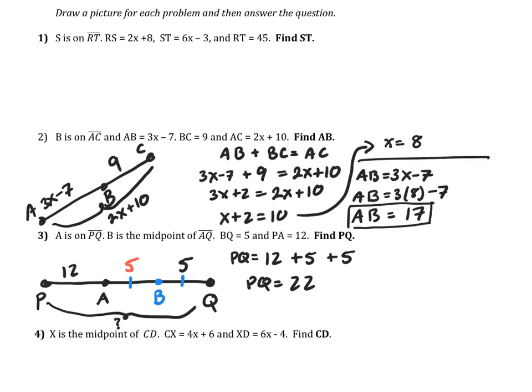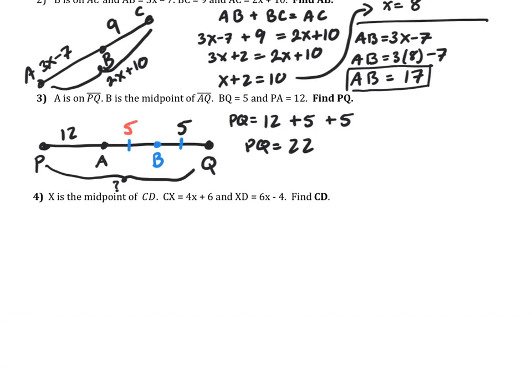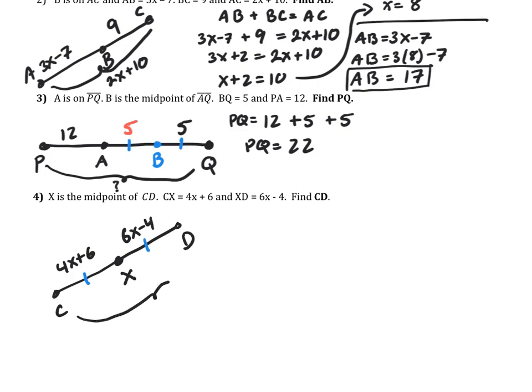Let's do another one with a midpoint. X is the midpoint of CD. So we have segment CD, X is the midpoint. Anytime I have a midpoint, I always want to indicate the congruencies on either side. So it tells me that CX is 4x plus 6, and XD is 6x minus 4. Find CD. So it wants us to find this overall figure.